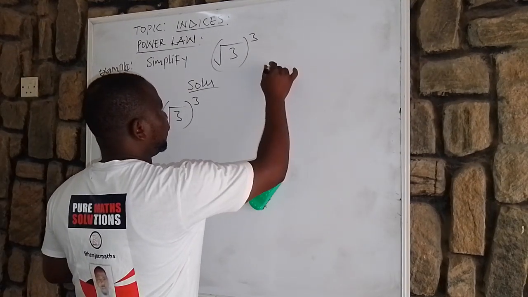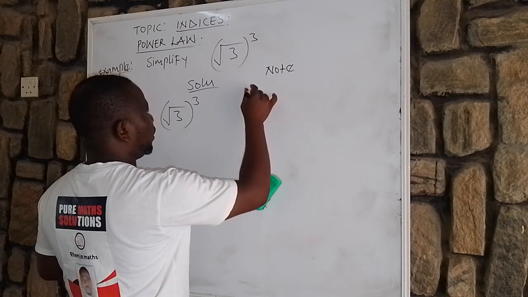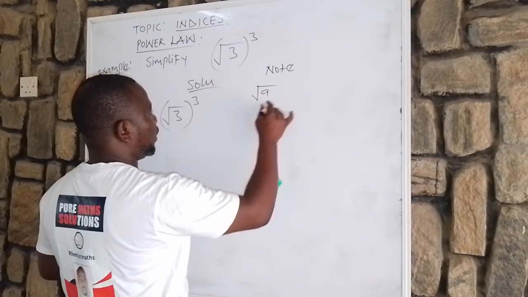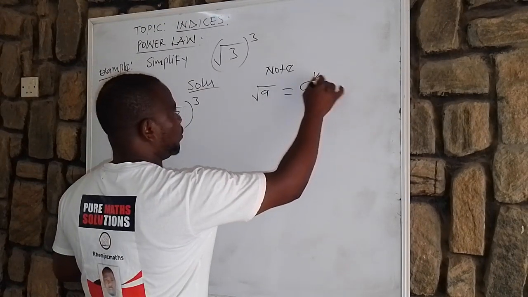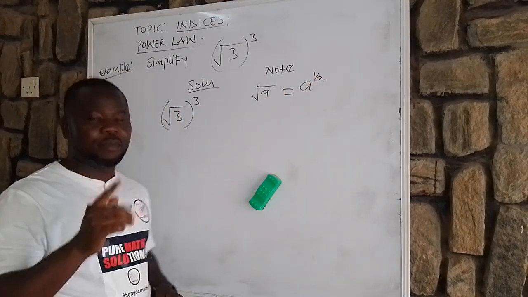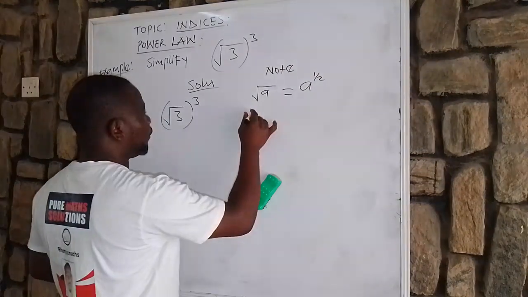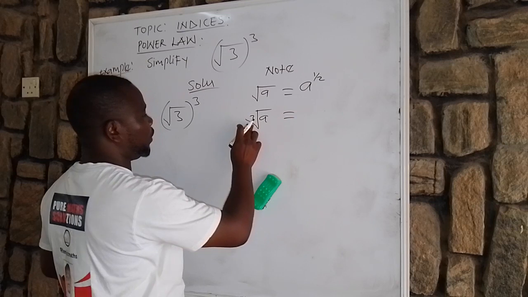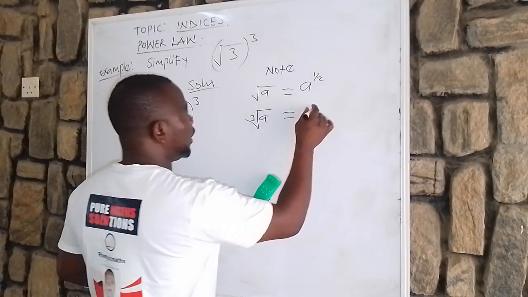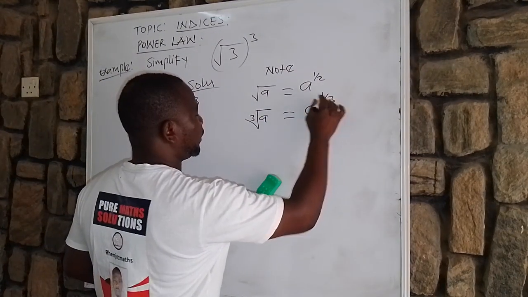Note that if we have the square root of a, this is the same thing as a raised to the power of 1 all over 2. Please take note, very important. Is that clear? If we have cube root of a, this is the same thing as a raised to the power of 1 all over 3.